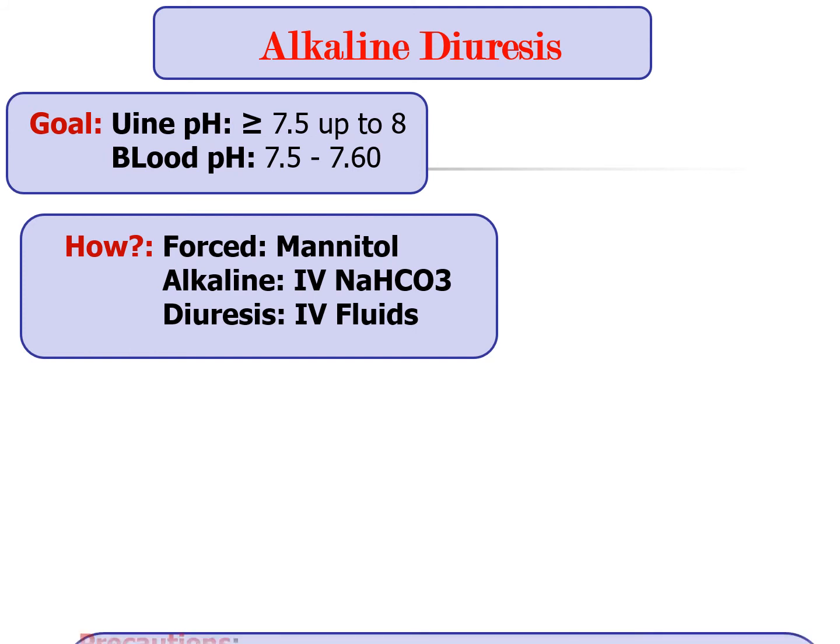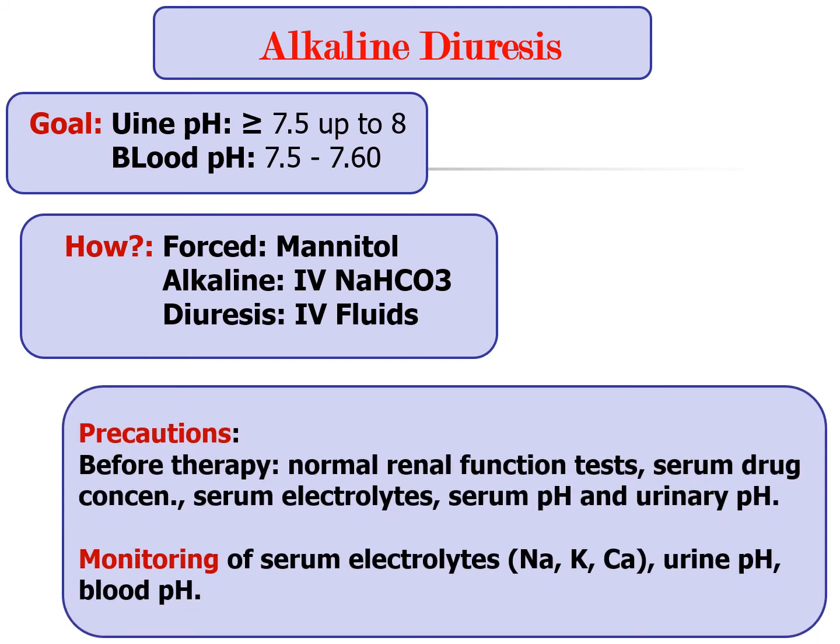Before I start the session of alkaline diuresis, I have to do the following investigations. Number one, renal function tests for your patient to be sure that it's normal. Also, I do serum electrolytes to be sure they are normal, serum pH, urinary pH, and also serum drug concentration to be sure that it's at a toxic level.